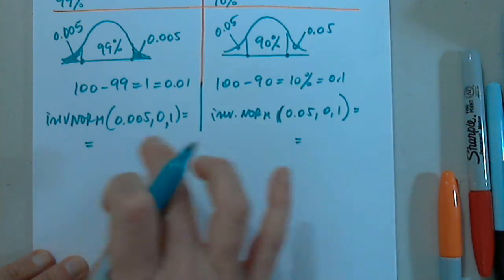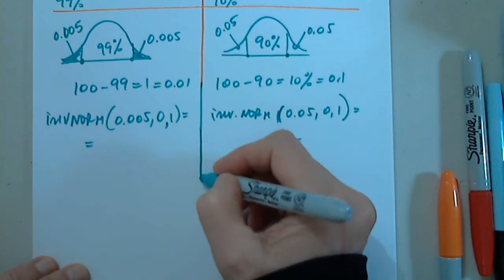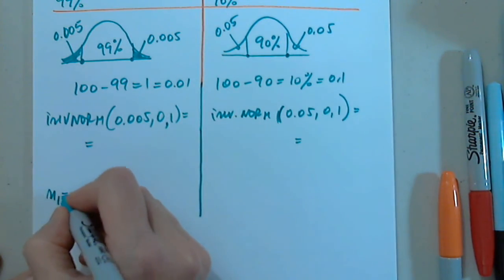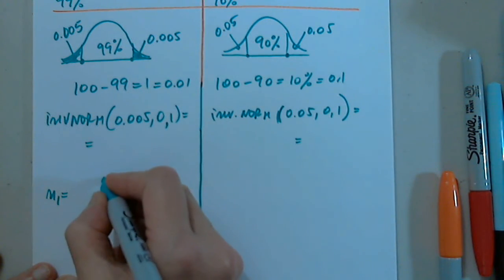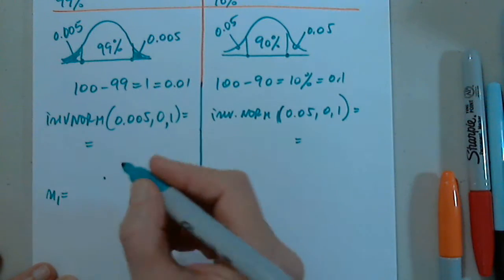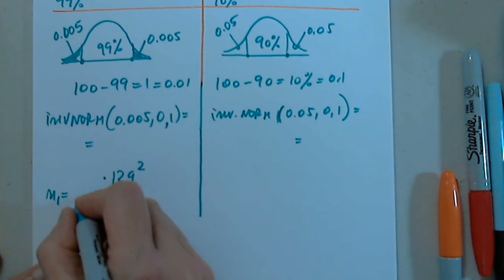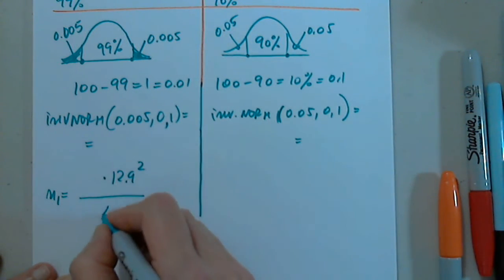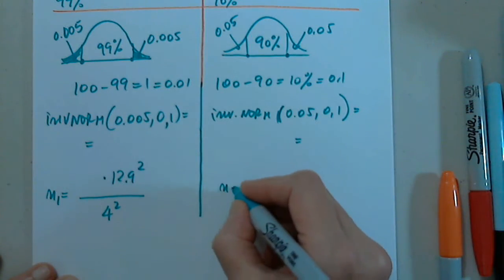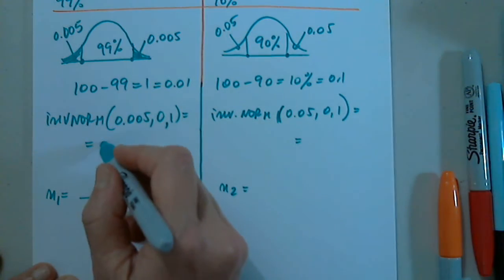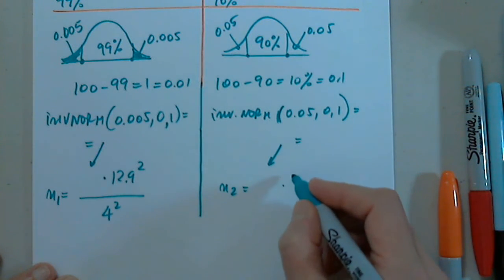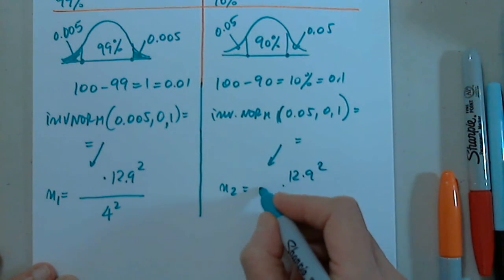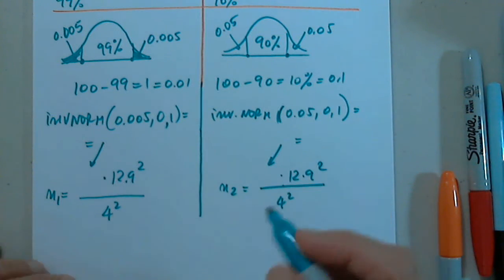Then after I determine these numbers, I will determine n1 as being this number squared multiplied by s, 12.9 squared, divided by 4 squared. Same thing here. And n2 will be whatever we get from here. This number will go here, times 12.9 squared and divided by 4 squared.